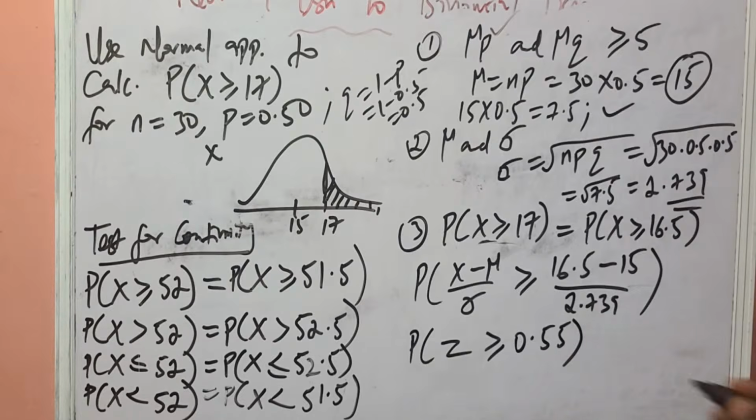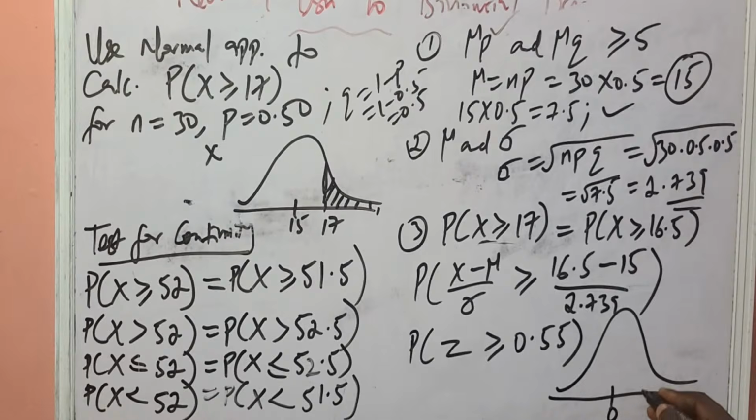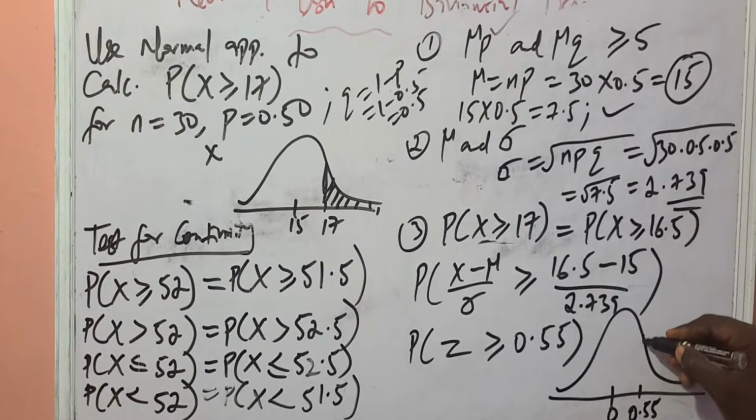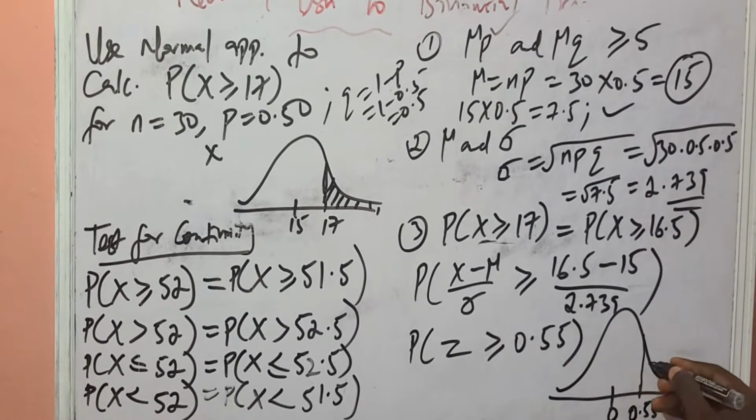It's always good practice for you to have your diagram drawn. We're having 0 here. We have 0.55 right here. So what you have to do is to draw that. What space are you interested in? Greater than or equal to, so we're interested in this space. All right. So you have to go find this on a table. And what do you get as your answer?